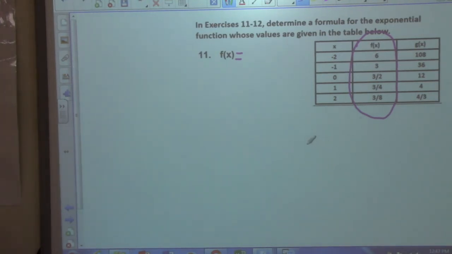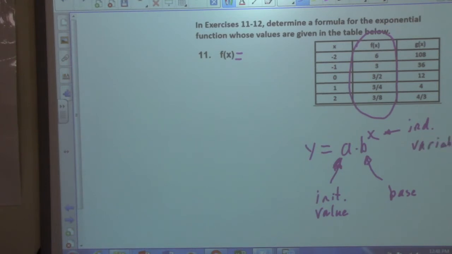Let's go ahead and unbundle. Remember, we have the anatomy of an exponential function, which is y equals a times b to the power of x. Remember what those pieces are? B is the base, and a is called our initial value. Here, x is going to be our independent variable, and y is going to be our dependent variable.